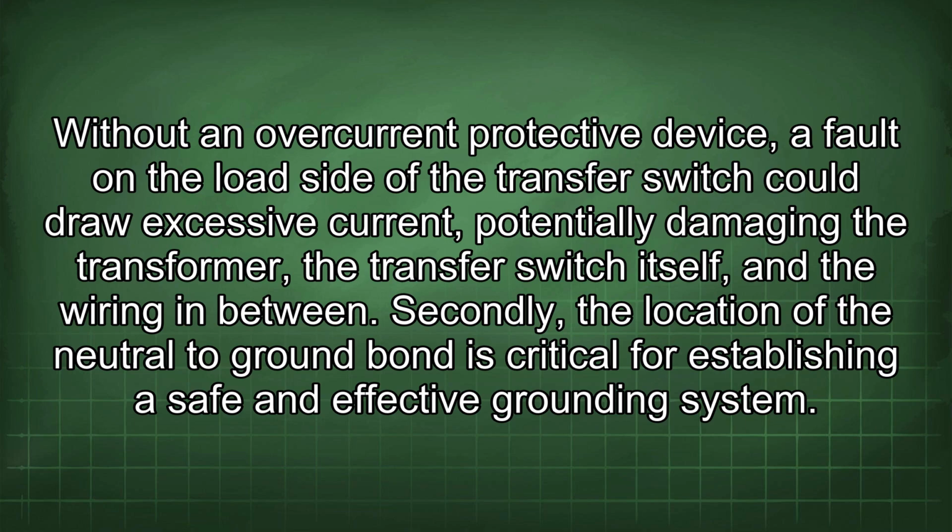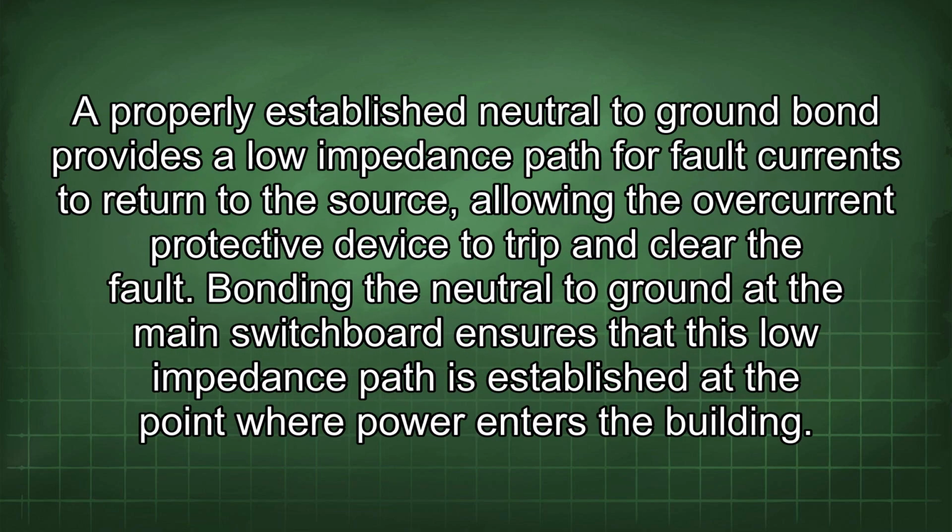Secondly, the location of the neutral to ground bond is critical for establishing a safe and effective grounding system. A properly established neutral to ground bond provides a low impedance path for fault currents to return to the source, allowing the overcurrent protective device to trip and clear the fault. Bonding the neutral to ground at the main switchboard ensures that this low impedance path is established at the point where power enters the building.